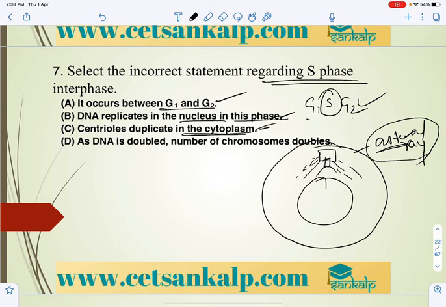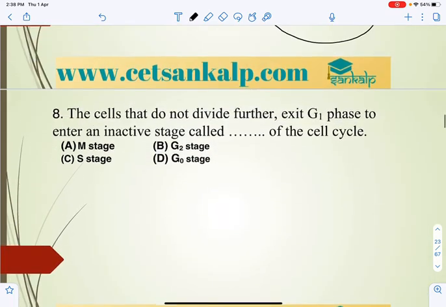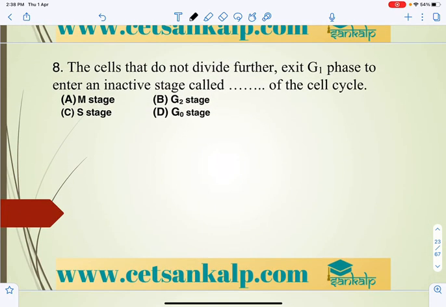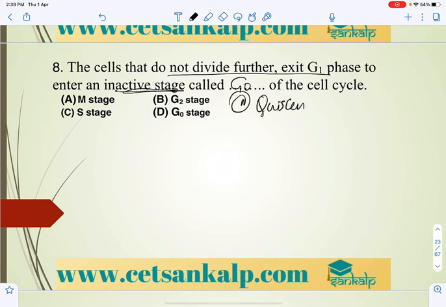As DNA doubles, the number of chromosomes doubles. No, DNA doubles but not the number of chromosomes. So the incorrect statement is D. Cells that do not divide further exit the G1 phase to enter an inactive stage, which is called the G0 phase, also called the quiescent phase.